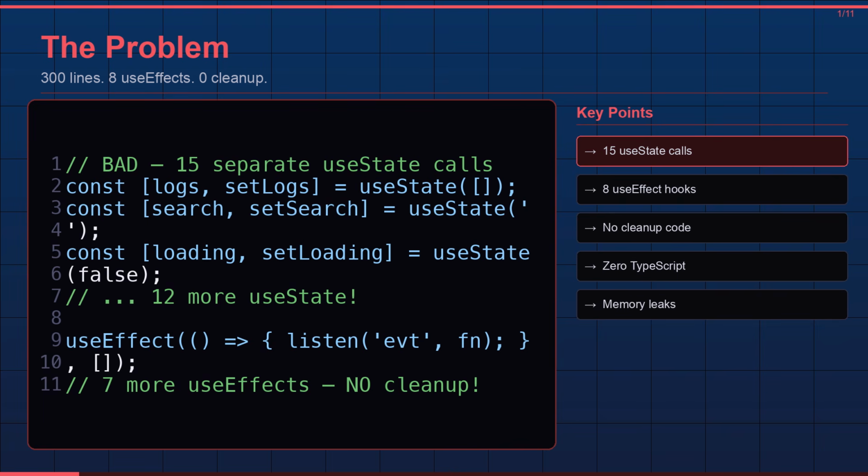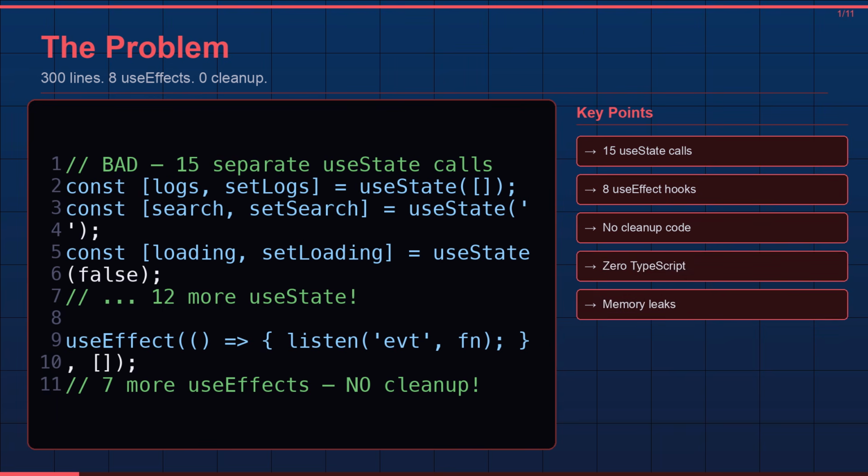Here is the problem. We started with a 300-line activity log component. It had 15 separate useState calls, 8 useEffect hooks with no cleanup, memory leaks from dangling Tauri event listeners, and 0 TypeScript types. Result: sluggish UI, crashes after long sessions, and a nightmare to maintain.